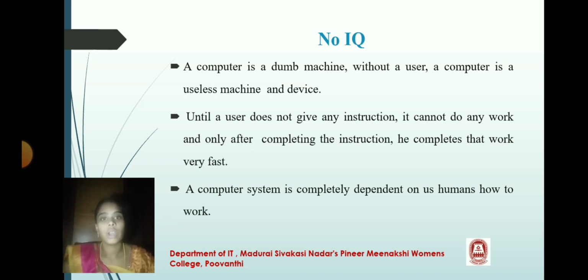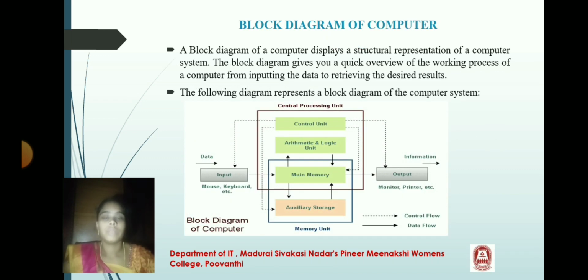Humans, how to work. Block diagram of computer. Now we will discuss the characteristics of computer: speed, accuracy, versatility, automation, no feelings, no IQ. Now we are going to see the block diagram of computer.